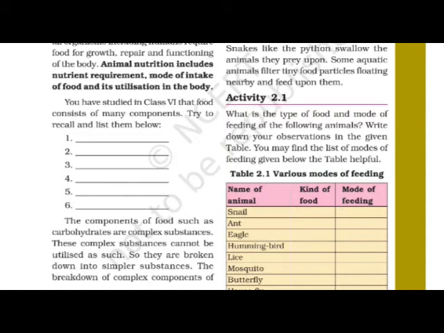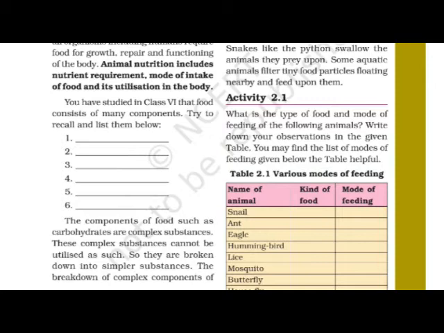See, some of the aquatic animals filter the tiny food particles floating nearby in the water, and upon that they complete their need of the food that they feed upon. So here we can understand that the mode of taking food is different for each kind of animal. Mode of taking of food is different for different animals.